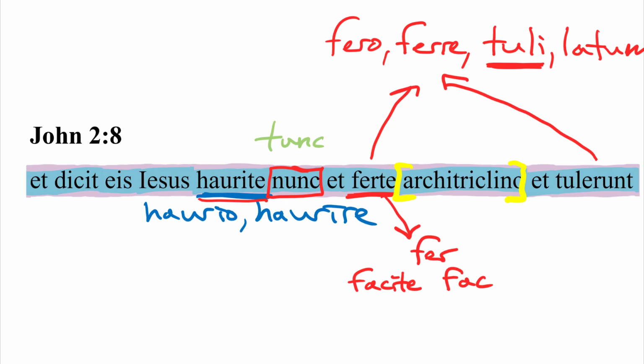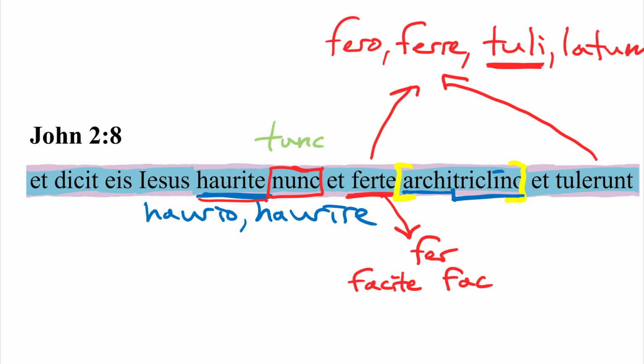Let's talk just briefly about this word architriclino. This is a loan word into Latin from Greek, and this is in fact the word that you'll find in Greek in your copy of the Greek New Testament if you look up this verse. Literally, the ruler or master of the dining couch, but we would say something like the master of ceremonies or the master of the feast, something like that.